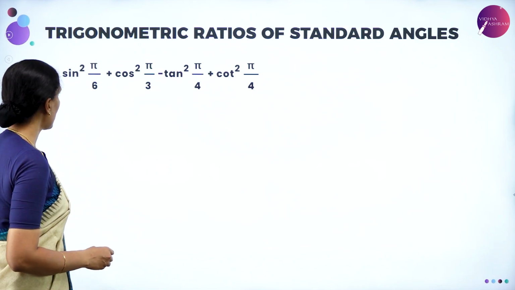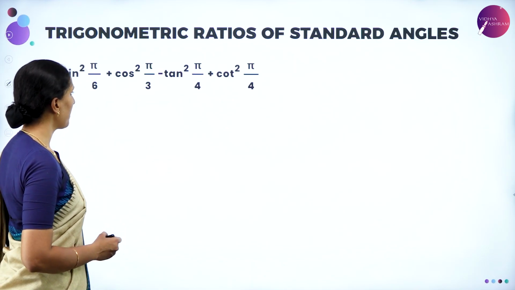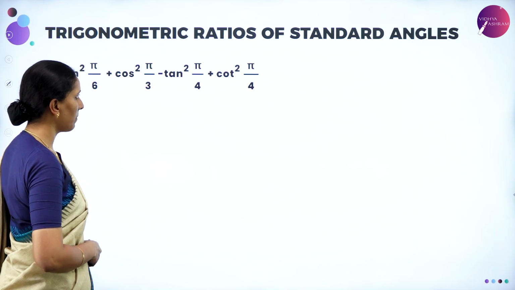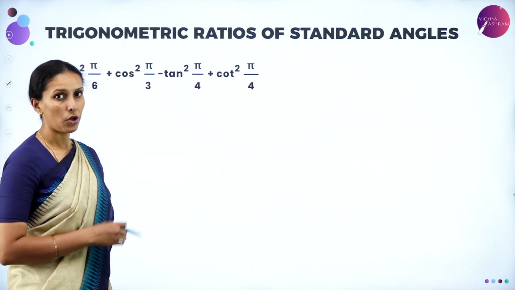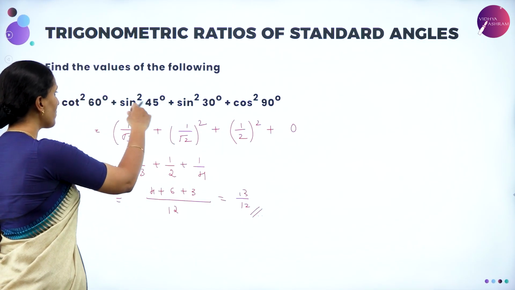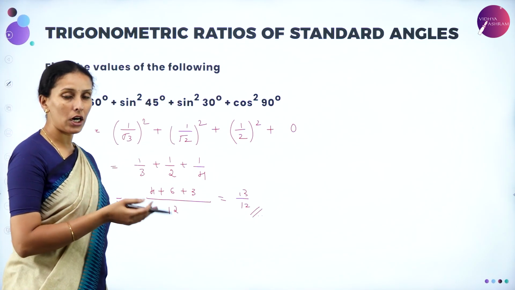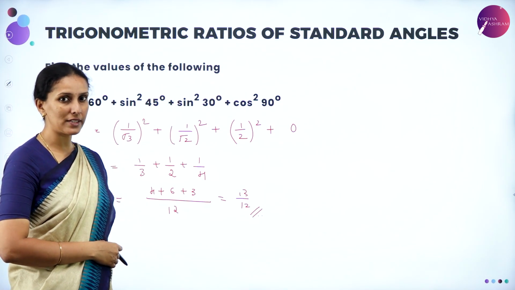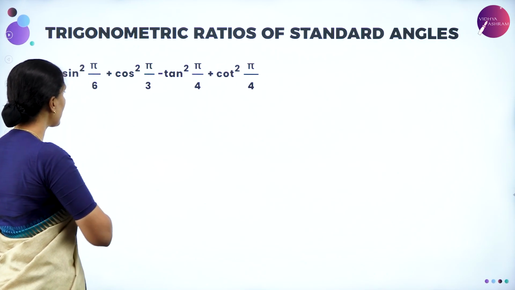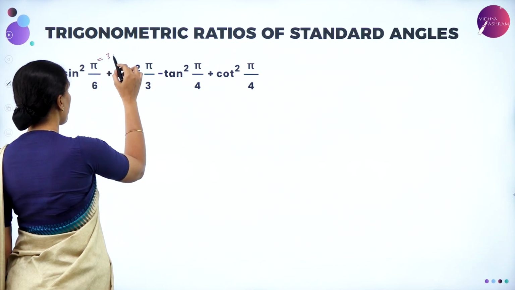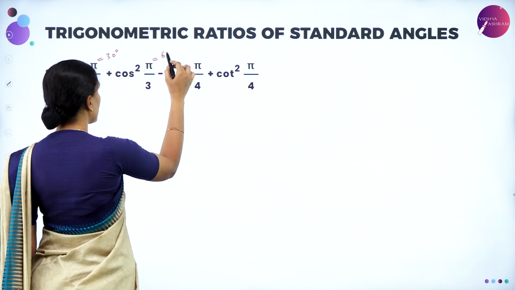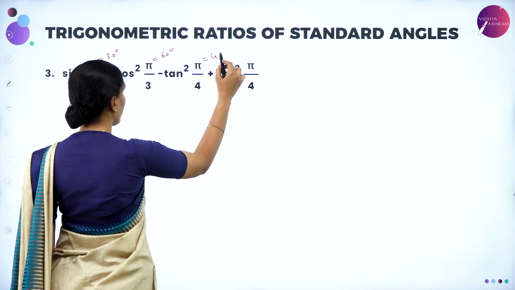Next question. Sin square pi by 6, cos square pi by 3 minus tan square pi by 4 plus cot square pi by 4. So here, whatever the angles we have studied in degrees, we have learnt the conversion of radian measures of the standard angle. So pi by 6 means 30 degree, pi by 3 is 60 degree, pi by 4 is 45 degree.